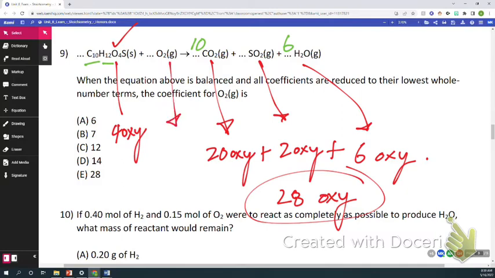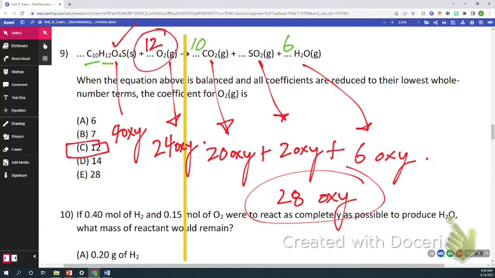So this by itself, because it's left side versus the right side, the second slot here where it's O2, I need to make up to 28, so I've got to make up to 24. And to make this 24, I have to put a 12 here. 12 times 2 is 24. And they wanted that number. Okay.